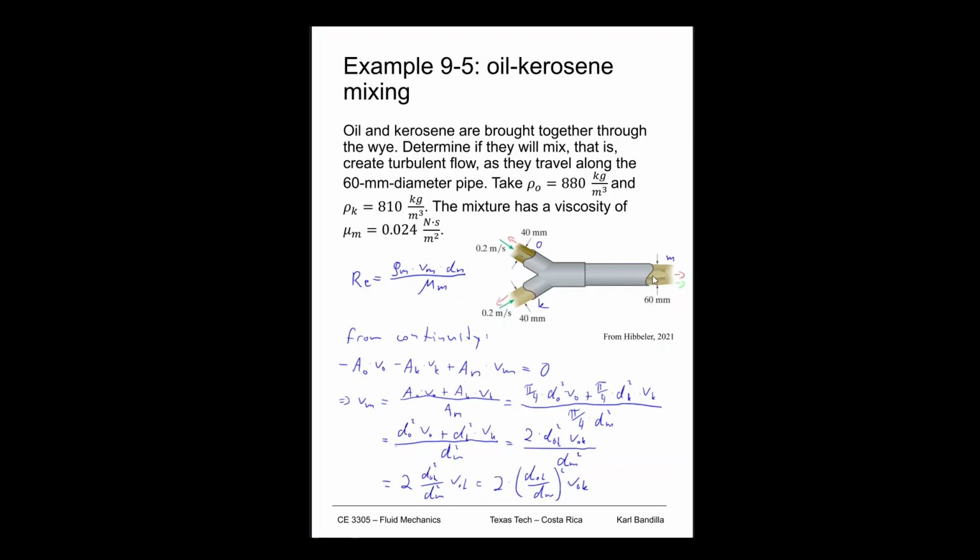All right, so that was example 6-5, where we used the Reynolds number to find out if a flow was turbulent or laminar, and we had to use the continuity equation to get there.